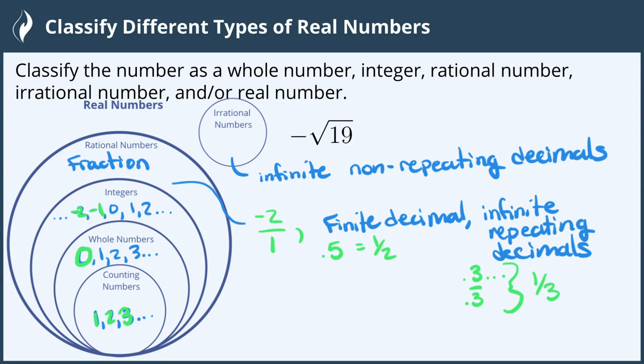Lastly, we have the irrational numbers. These are numbers that cannot be written as a fraction, so they are infinite, non-repeating decimals, and all of these fall in the category of the real number system.